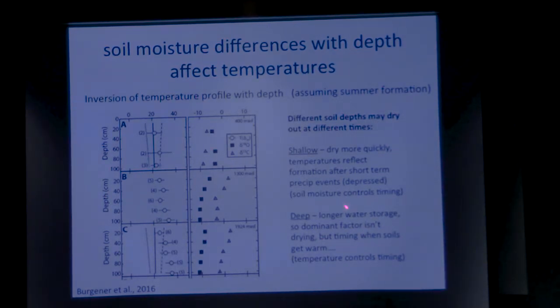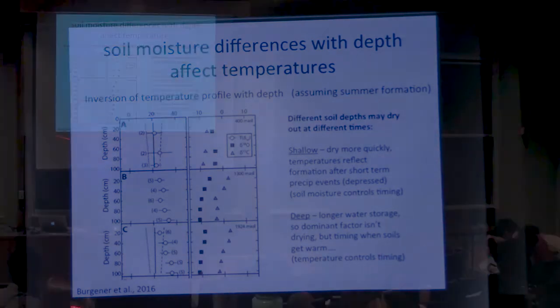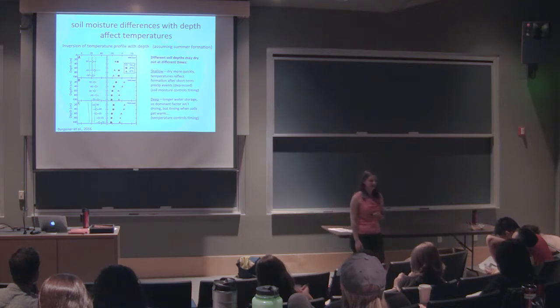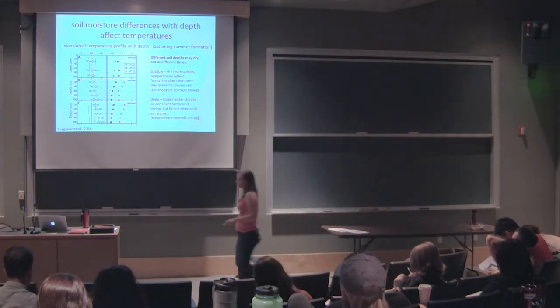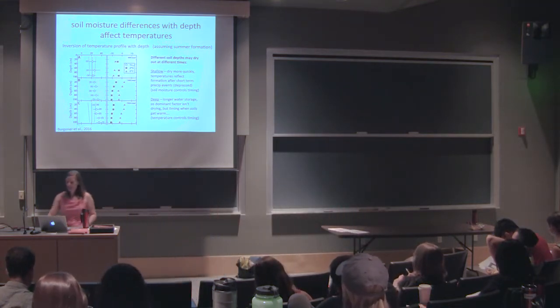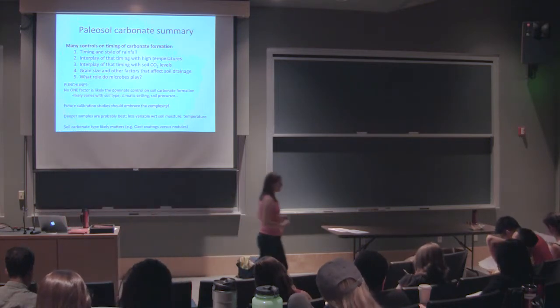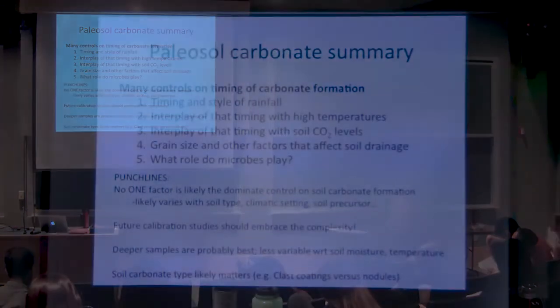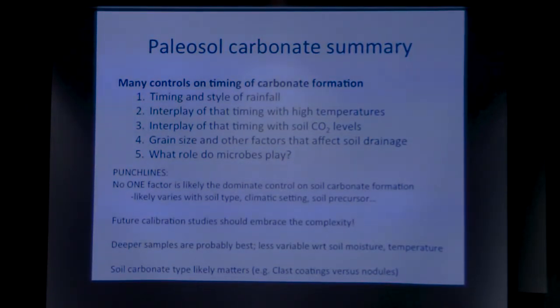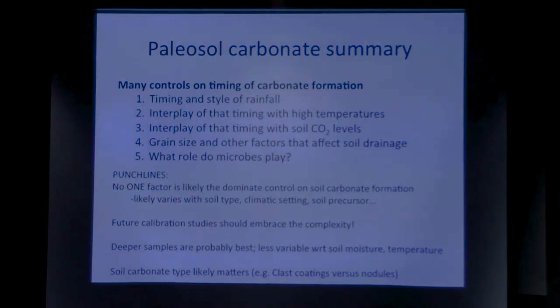So here, at your shallow depths, soil moisture is probably controlling the actual timing of carbonate formation, whereas at the deeper depths you're more likely driven by temperature, hence why they see this stronger warm season bias. So you can imagine this can get complicated really quickly. When we think about what we might do with that in the geologic record, what it hammers home to me is how important it is to collect your samples, and we talk about this a lot, with as much geologic context as you can get.